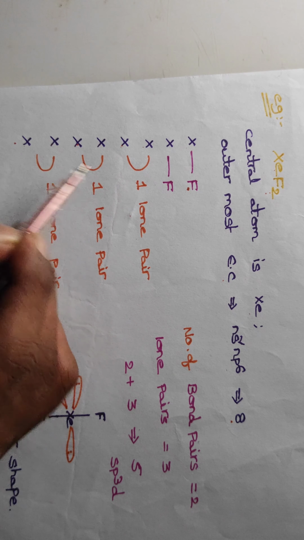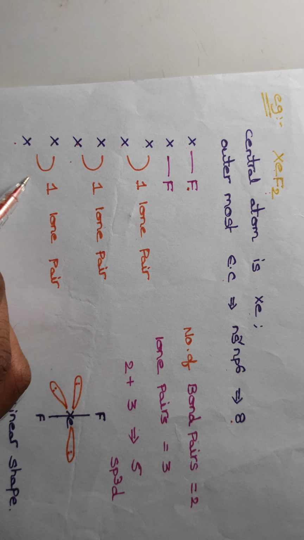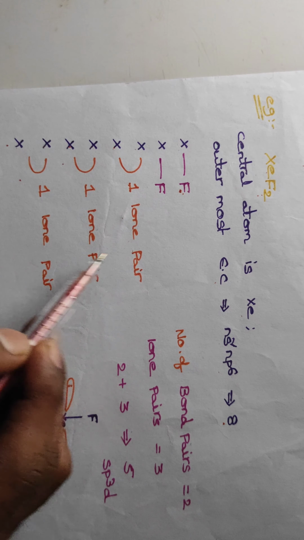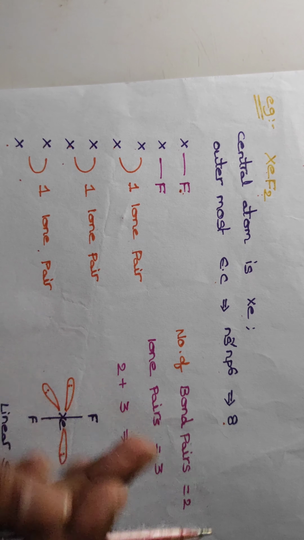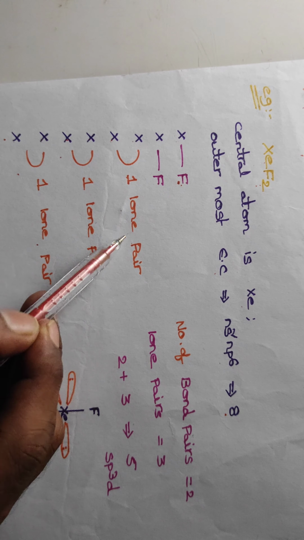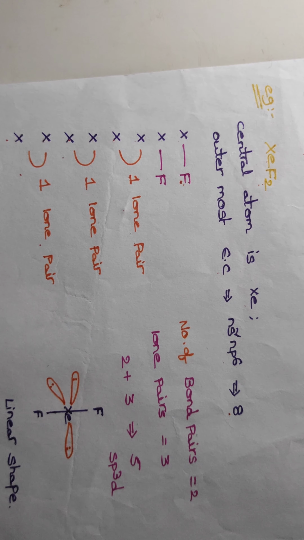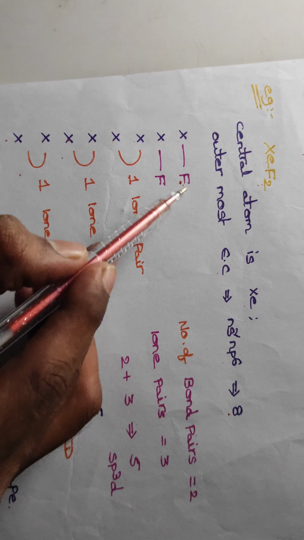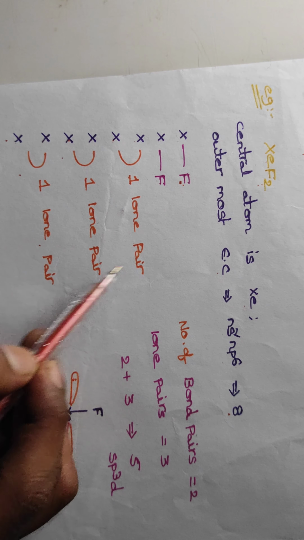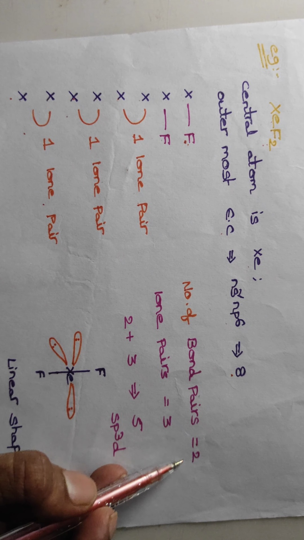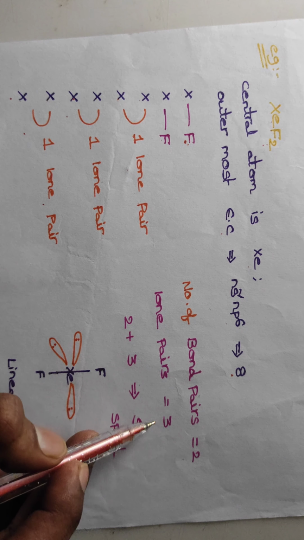This is one lone pair. This is also one lone pair. This is also one lone pair. So total number is 1, 2, 3. So in XeF2 molecule, xenon has 2 bond pairs of electrons and 3 lone pairs of electrons. So number of bond pairs is equal to 2. Number of lone pairs is equal to 3.